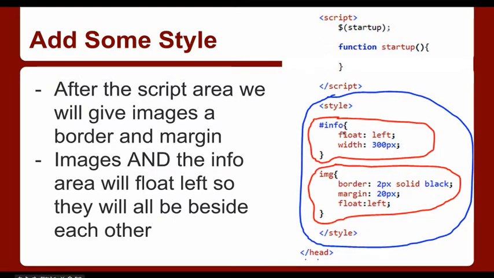So below the script is where we're going to add this section called style. A style basically tells the elements in your body how they should look when they are displayed on your page. So after the script area, we're going to give each image a border and a margin. So you can see down here, I've got the IMG tag, and I'm saying I want the border for all images to be a 2-pixel solid black border, 20 pixels margin. That'll give a bit of space between each picture, so there's a bit of a gap there.